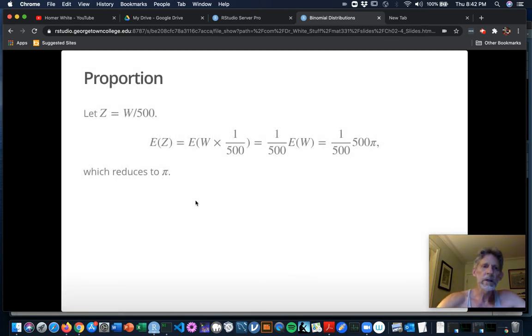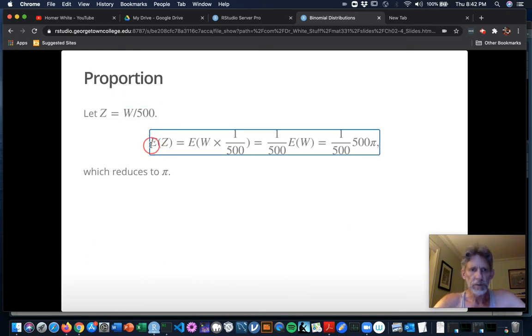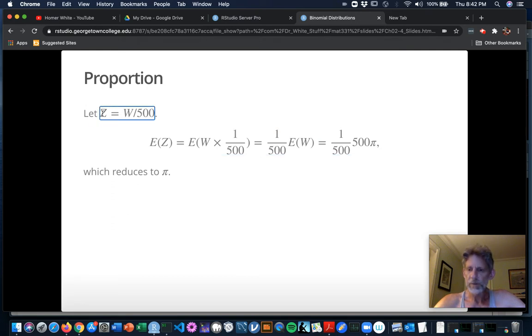Let's take a look at this new random variable Z, which is W divided by 500. And I'd like to compute its expected value. So that's the expected value of W times 1 over 500, which is 1 over 500 times the expected value of W. So 1 over 500 times 500 pi. So it's pi. So I've got myself a random variable whose expected value is pi.